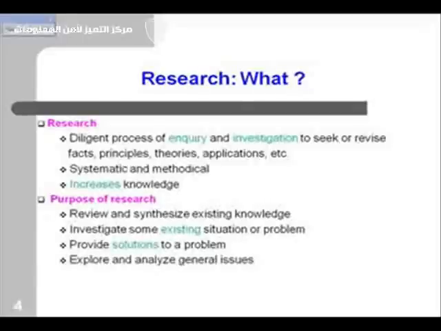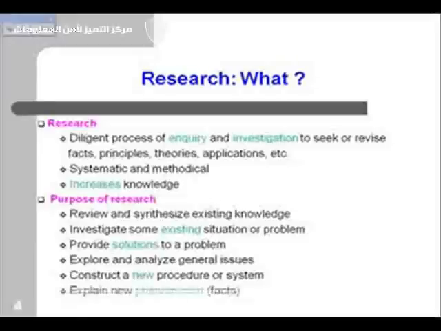And explore and analyze general issues. One of the very important purposes is to explore and analyze, to find new things and to analyze what has been done on the general issues. And we have to construct a new procedure or a system. Of course, research will construct a new procedure or theory or a system or application or a software. And explain new phenomenon, facts.